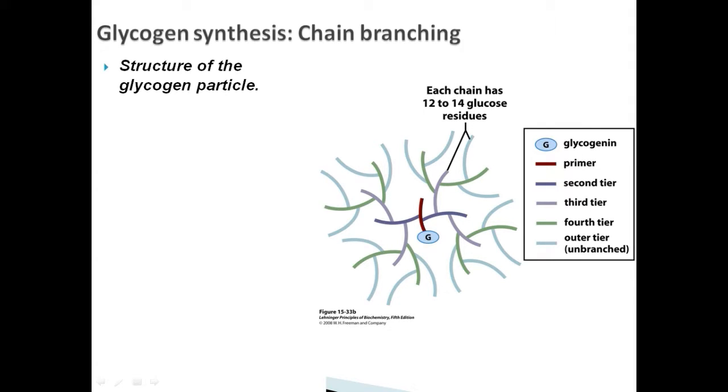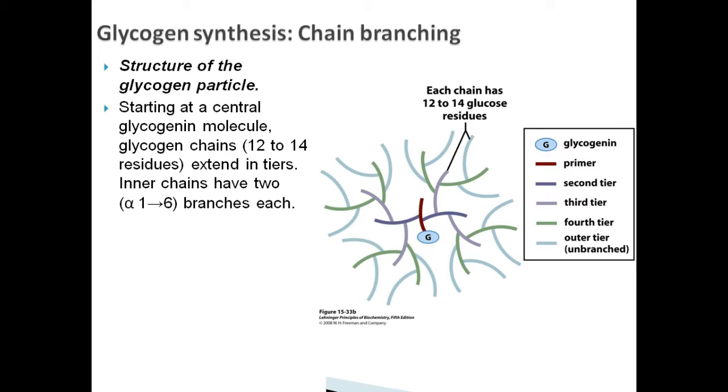So how then is the glycogen particle built up? Just briefly on the structure of the particle, it starts as this central glycogenin molecule, which is what we see here, and of course we said this autoglycosylates, so it starts forming its own glucose residue chain, and then the synthesis will start by the glycogen synthase, and the branching will follow that. So starting at the central glycogenin molecule, glycogen chains of 12 to 14 residues can extend in tiers.